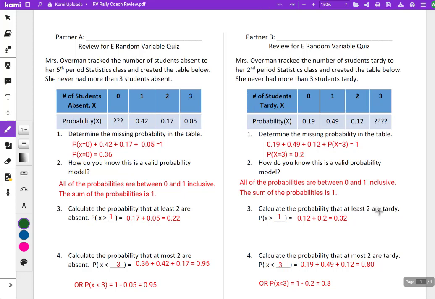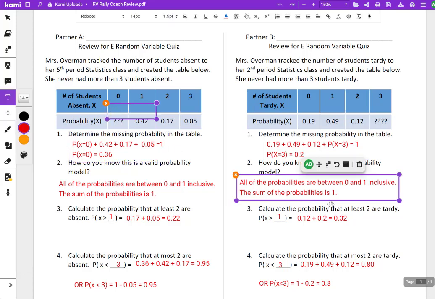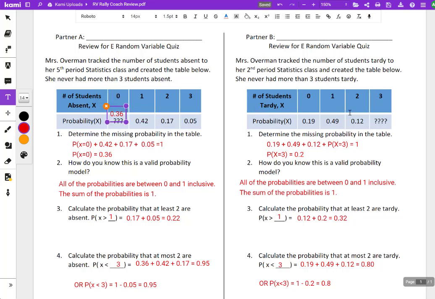Calculate the probability that at least 2 are tardy. Same thing here. You would add these 2 values. We know that missing value is 0.2. So in fact, I can just go ahead and put those missing values in. It'll make it a little easier to follow along. And this one is 0.2. So we fill in those values on the table.